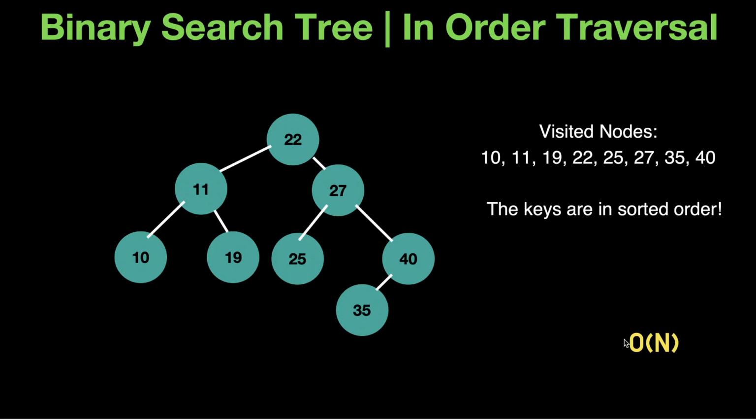And this algorithm is of O(n) complexity, and if you notice something special here, the keys are in sorted order. You can see that 10, 11, 19, 22, 25, 27, 35, 40. The keys are in sorted order. This is the unique feature of in order traversal. The keys are always in sorted order.